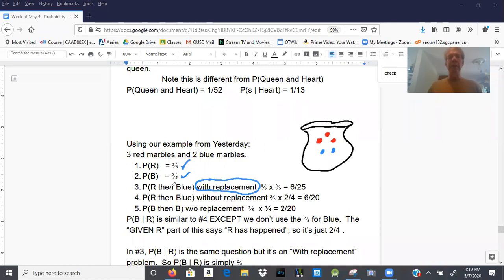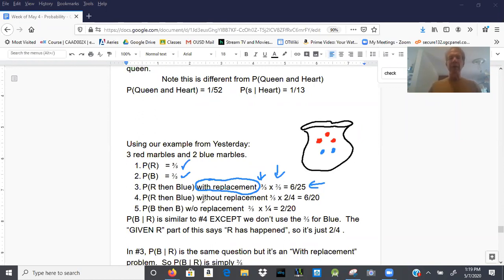these are what are called independent events. Me pulling a red out of the bag and then pulling a blue out of the bag, it doesn't matter as long as I put the marbles back in the bag after each pick. So the probability of red then blue is 3/5 times 2/5, which is 6/25, because the sample space for two of those in a row is 25 things that can happen, and 6 of them are red first, blue second.